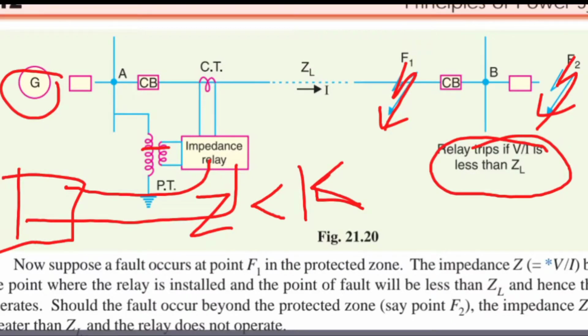Now, how does the impedance change? When fault current increases, the impedance will reduce. When the impedance seen by the line is less than K, the impedance relay or distance relay will operate.